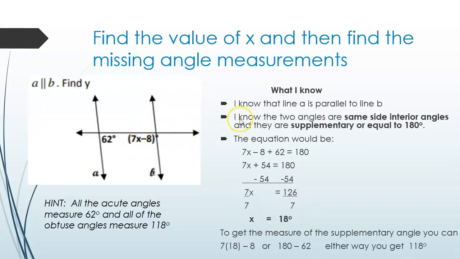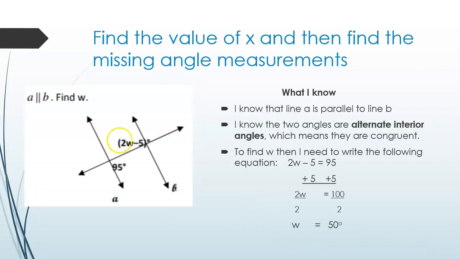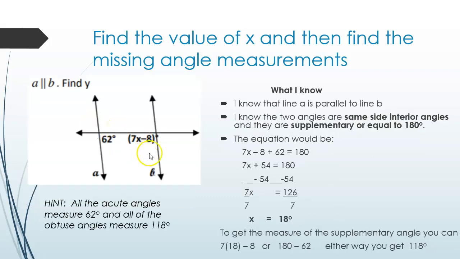Given this diagram, what do we know? We know that these are the same side interior angles, which means they're supplementary or 180 degrees. To solve it, you have 7x minus 8 plus the 62 degrees equals 180. Solve that equation. So x has a value of 18. If x is 18, then 7 times 18 minus 8 is 118. Or you could have done 180 minus 62 is 118.